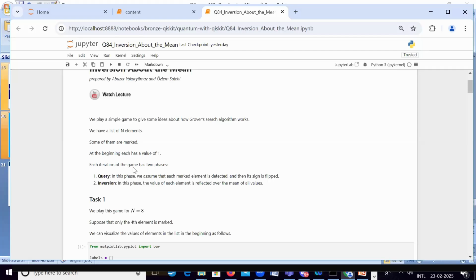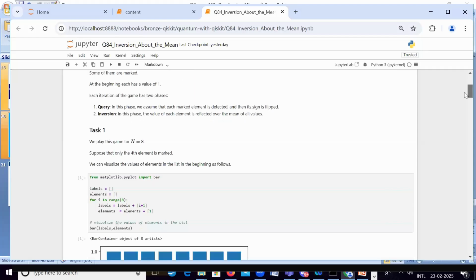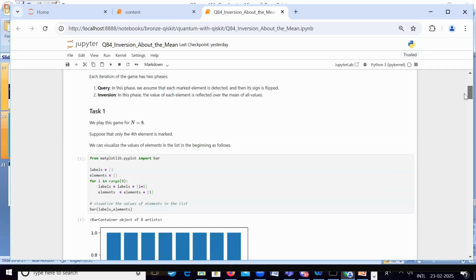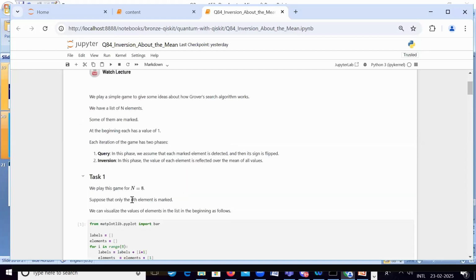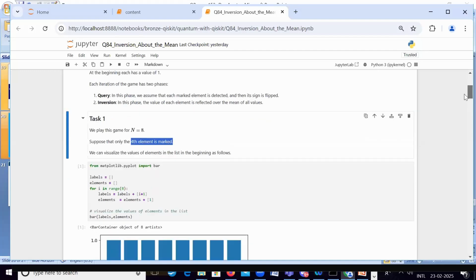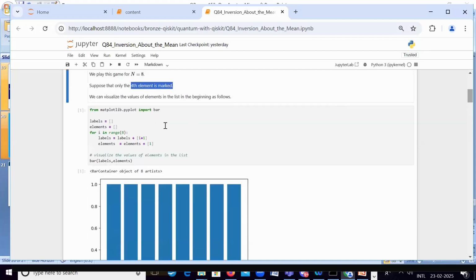N elements, some of them are marked, not all. Each iteration of the game has two phases: a query and an inversion, just to map the working of Grover's search algorithm. The first task is to play the game for n equal to 8, and we consider that only the fourth element is marked. As per the statement, some are marked, which in this case means the fourth element. The next task is to visualize the elements in the list in the beginning.